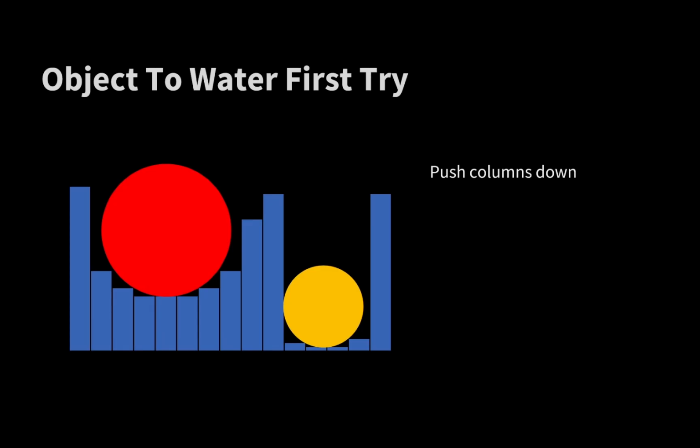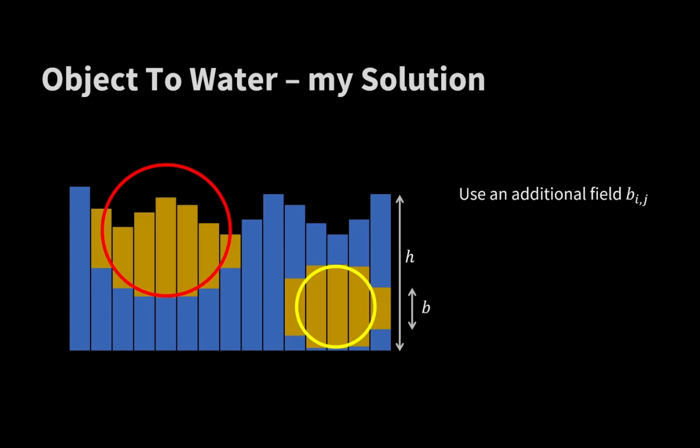Here's a very simple way to do this. We simply push down all the water columns such that they don't intersect with objects. The first problem is volume loss. The second problem with this approach is that it doesn't work for fully submerged bodies because we get this void here. Here's my own solution.